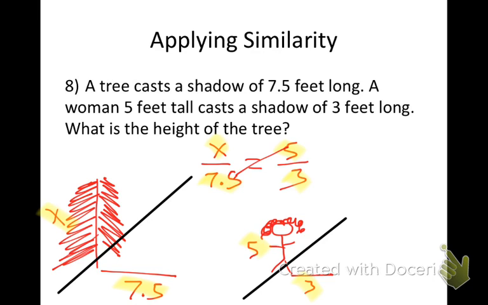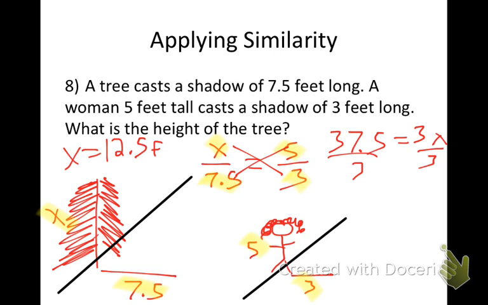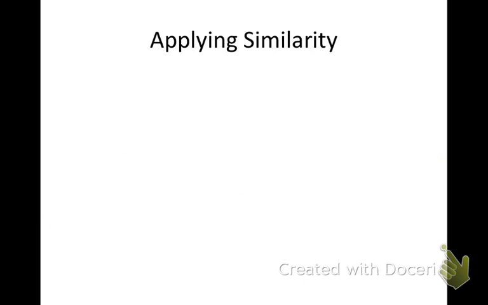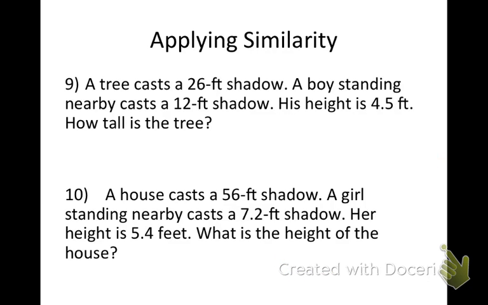I would do 5 times 7.5, which is, what's that, 37.5? Equals 3 times x, which is 3x. Divide by 3. And I get x to come out and be, what is it? Is it 12.5? Right? Yeah. x equals 12.5 feet. Again, the biggest thing there is setting the proportions up, drawing a diagram, being consistent. If you don't set it up consistently, you're going to make mistakes. All right, take a couple seconds to try these two on your own.